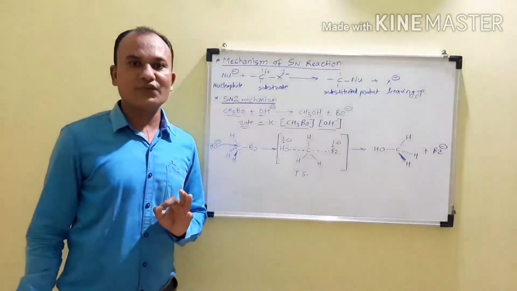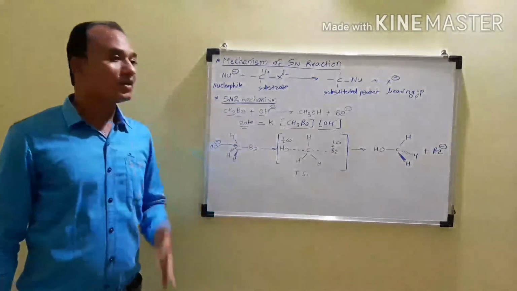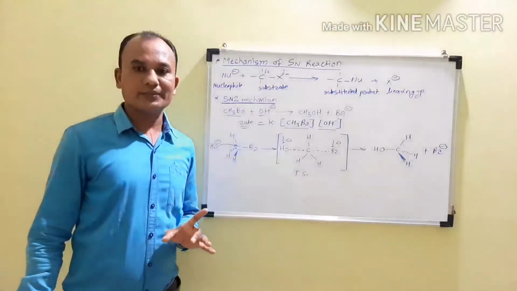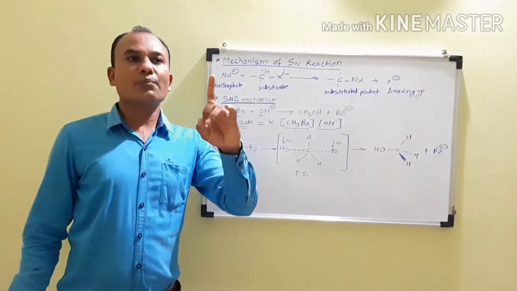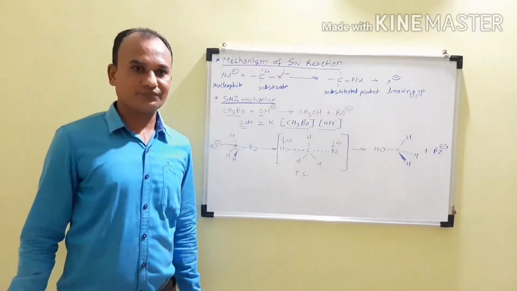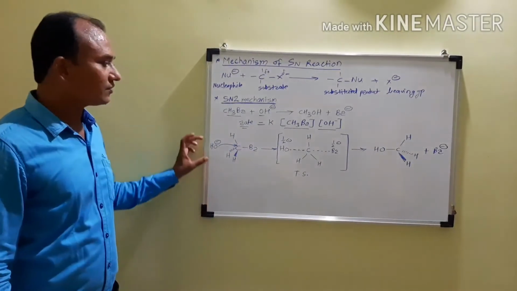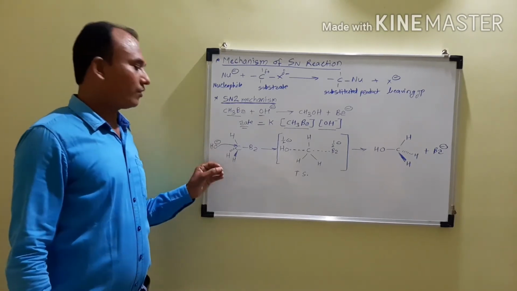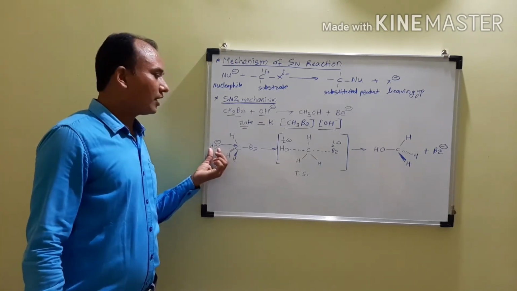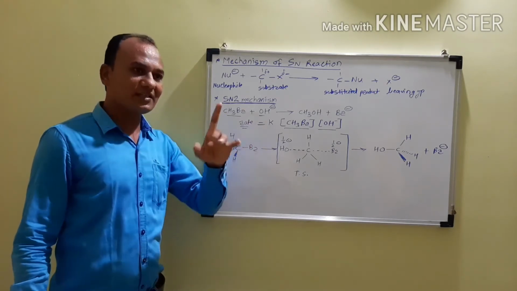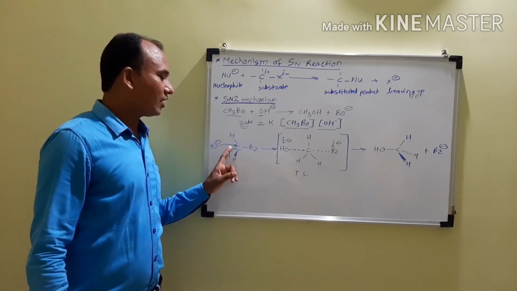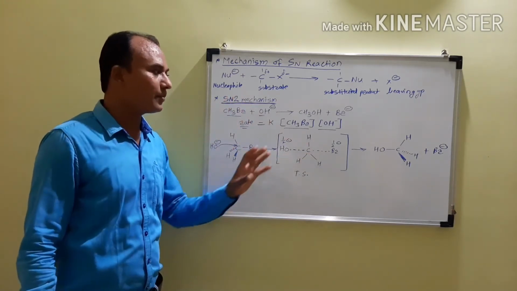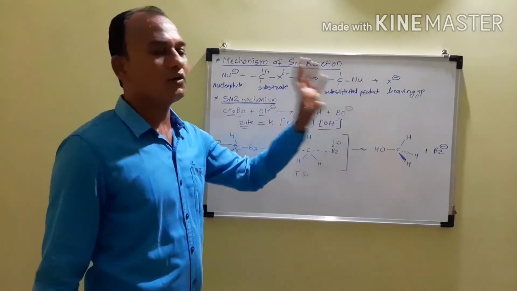So what are the salient features of the SN2 mechanism? First, it is a single step mechanism. It means we are getting the products in a single step. Second, in that single step there will be an attack of the nucleophile, and bond breaking and bond making take place in that particular step, and then it gets converted into the product.